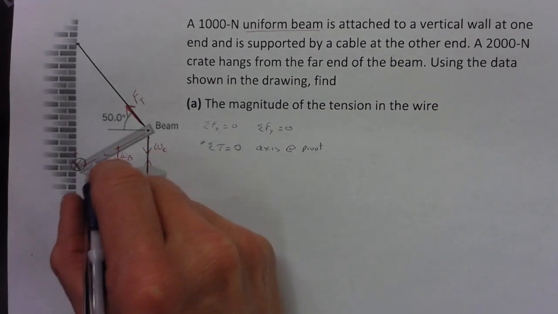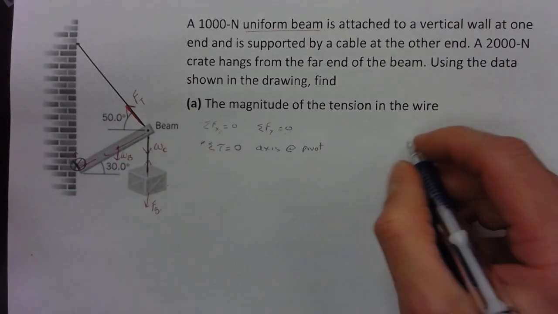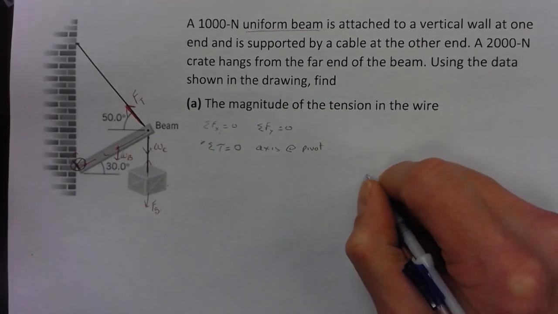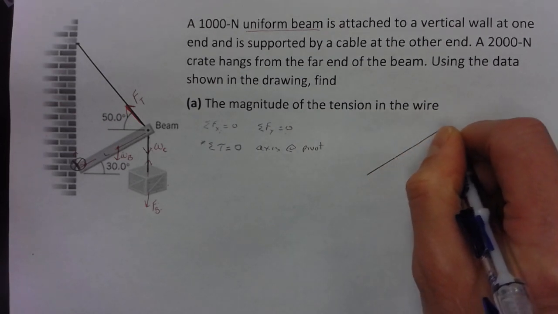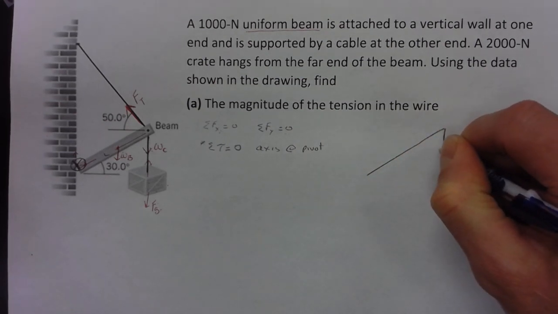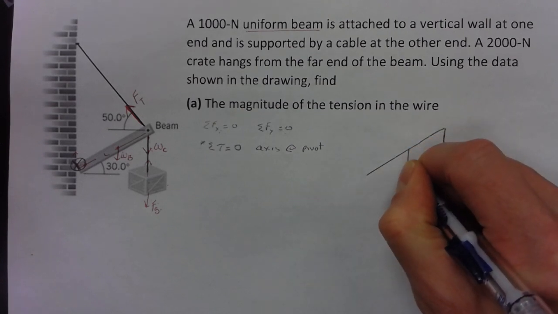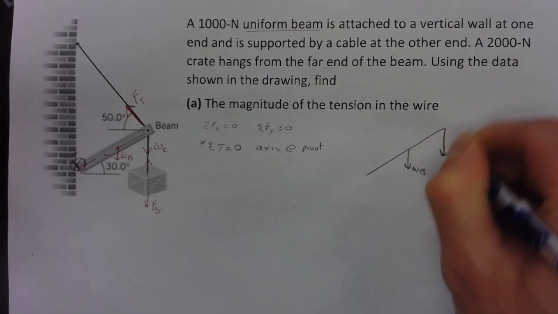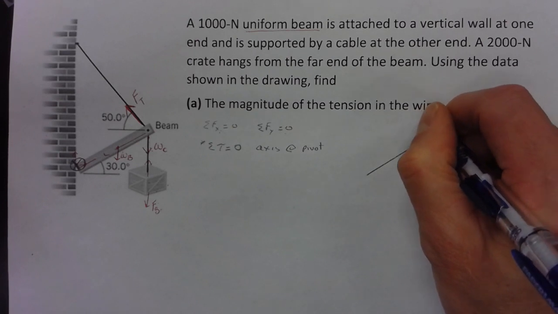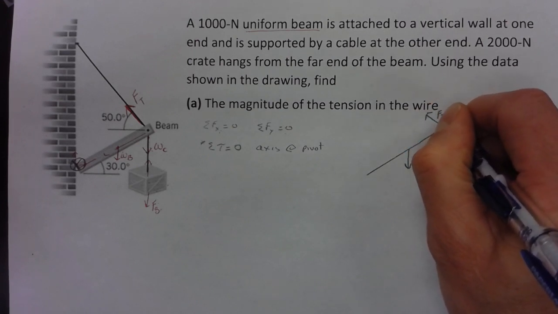Well, let's again make a better diagram. So I'll do that over here. We've got our beam. We've got this weight of the crate. We've got this, the weight of the beam. We've got this, our tension.